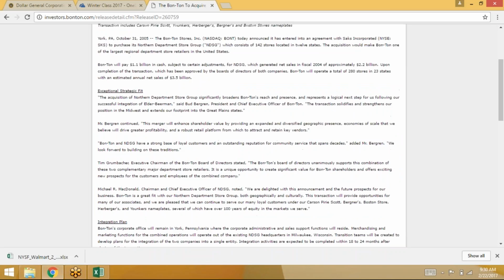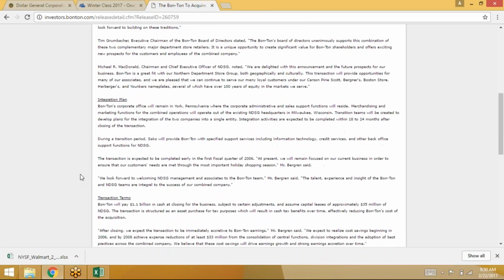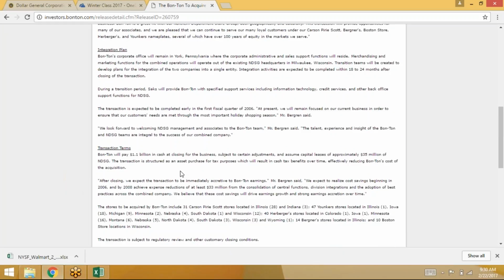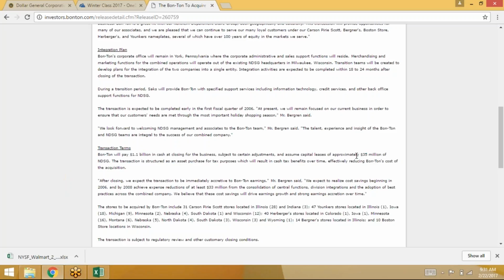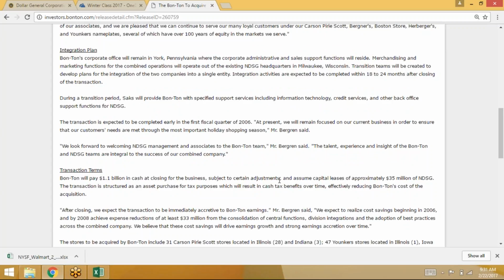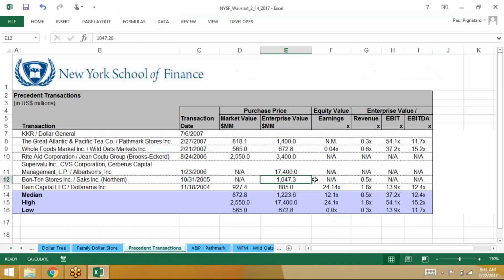It doesn't say. We look forward to Bon-Ton Pay. Well, okay, right here. Perfect. Bon-Ton will pay 1.1 billion in cash and assume capital leases. This is debt of 35 million. So this is a clue that I must have dug deeper. I must have gone to their filings, but this is a clue. Assume capital leases. Capital leases are looked at as debt, so they are assuming debt. That was a red flag for me to dig deeper and get into the specifics. And for some reason, I came up with 1,047.3. I must have pulled up a report, just what I'm doing here.